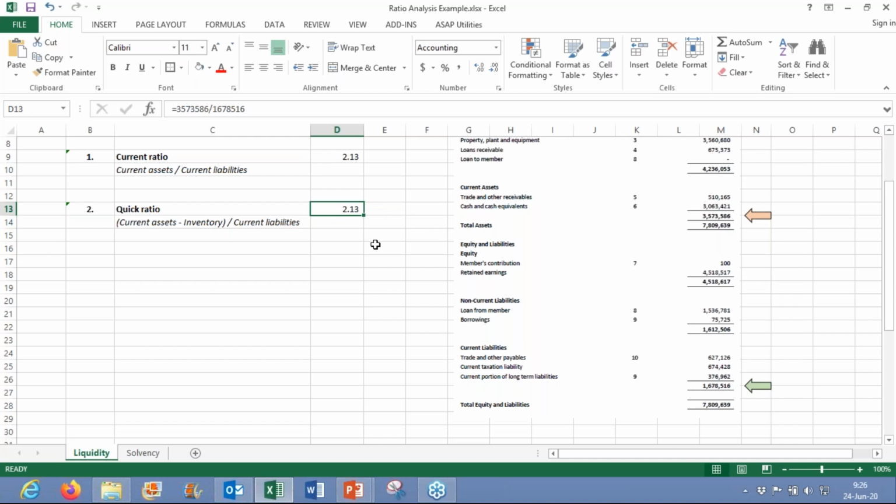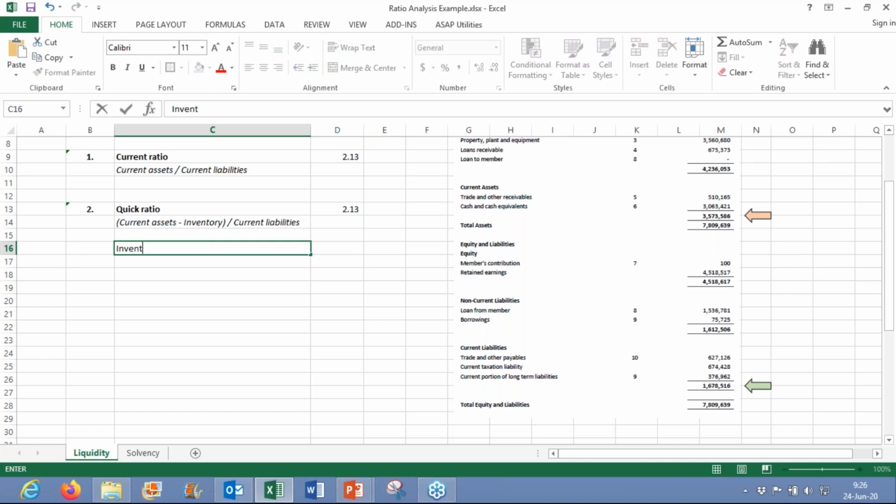So if you were a business that had inventory, you would actually take out the inventory value, or your illiquid current assets, and then you would assess. Let's say I have inventory here. I'm just going to give a quick example. Let's say I had inventory of, say, 1 million rand. I'm going to put a value here of 1 million rand. It's just an example to show you.